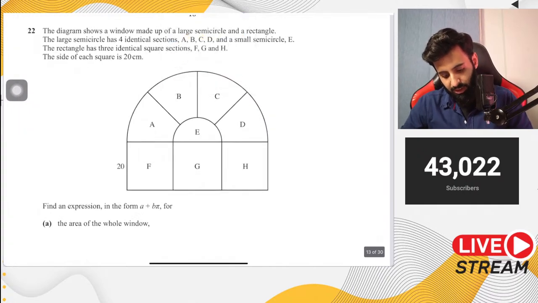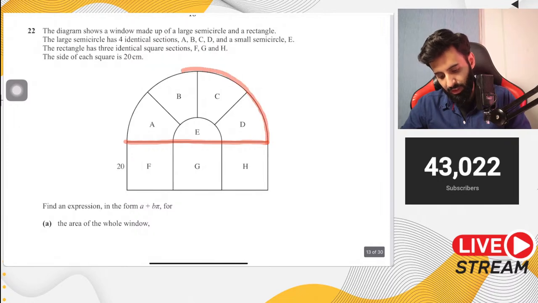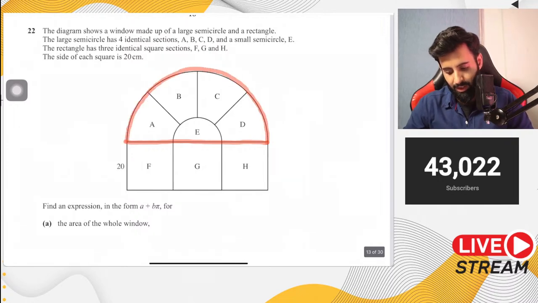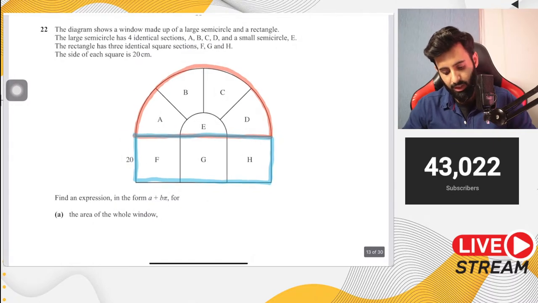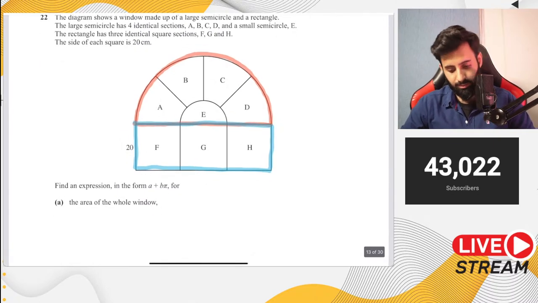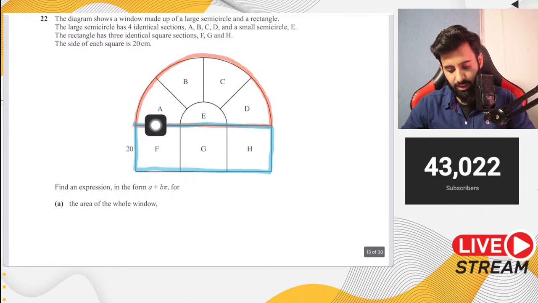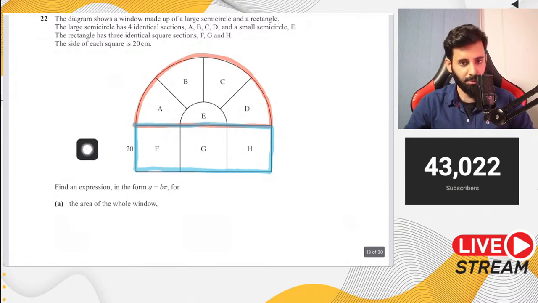So this window is divided into a large semicircle, here's the semicircle that you see me highlighting in red, and a rectangle, which you can see I'm highlighting in blue. What we need to find out is the area of the whole window. The question also tells us that A, B, C, D are identical, E is a semicircle, and F, G, H are squares of length 20 centimeters each.